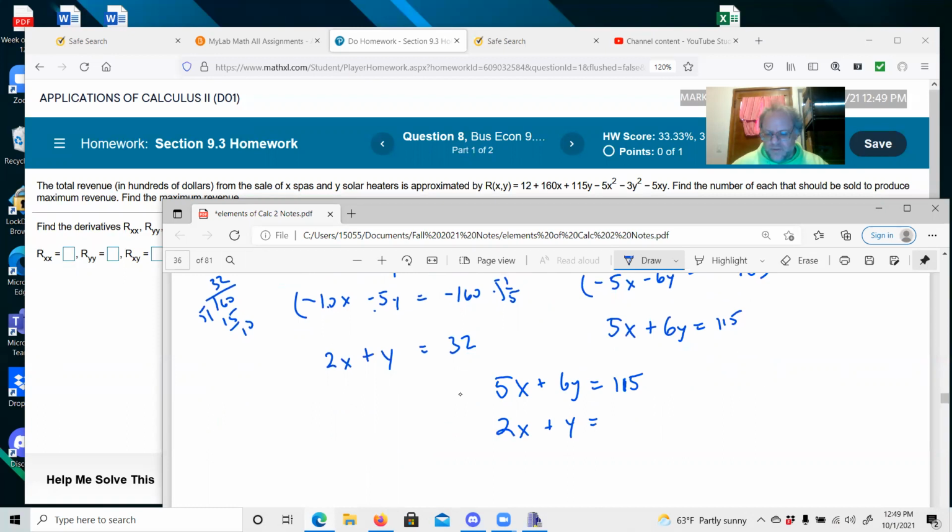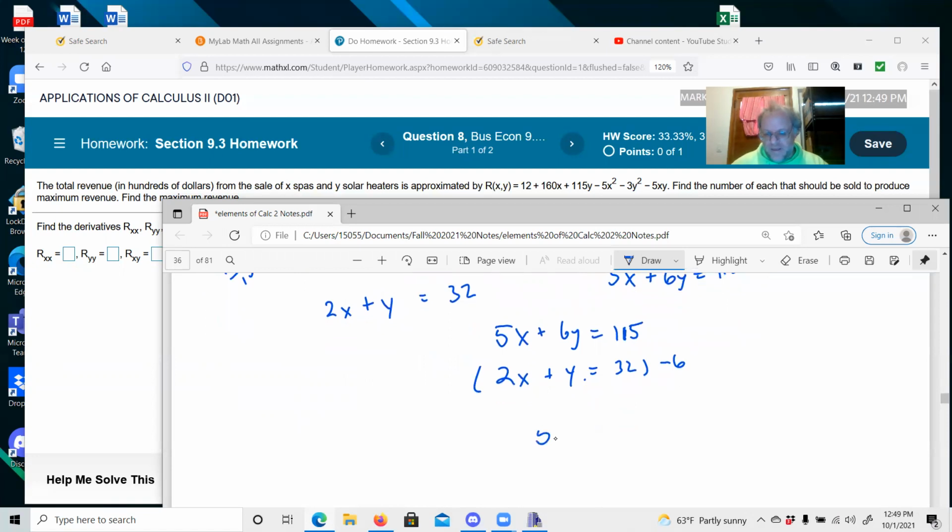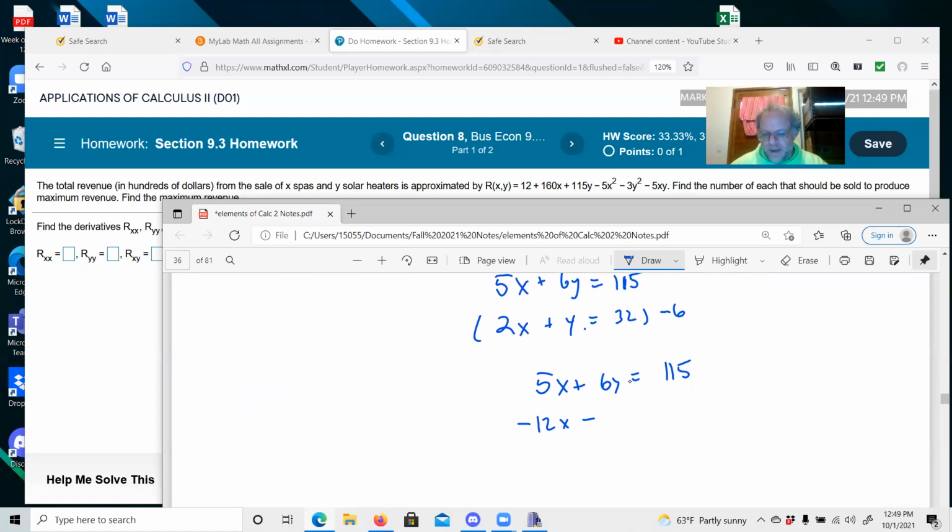2x plus y is equal to 32. I want to do elimination. How about we multiply this one by negative 6? Because we're going to be able to get rid of that. 5x plus 6y is equal to 115. We have negative 12x minus 6y is equal to, what's 32 times 6? That's 180 plus 12, that's 192, minus 192. Be careful with your signs.